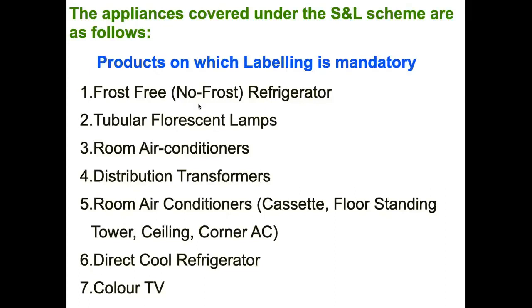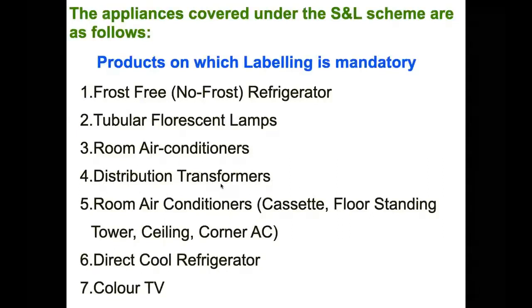So now in that refrigerator, the label should be mandatory. Even tubular fluorescent lamps, right? That is also mandatory. We have to put such labels: 1 star, 2 star, 3 star, 5 star, right? And room air conditioners, as I told, the example has been given, right? Room air conditioners are mandatory to give a star rating. Even distribution transformers, that is also very important. It should be a good labeled or good star rated transformer.